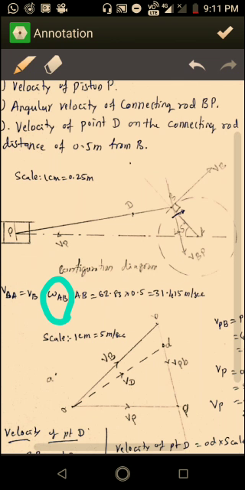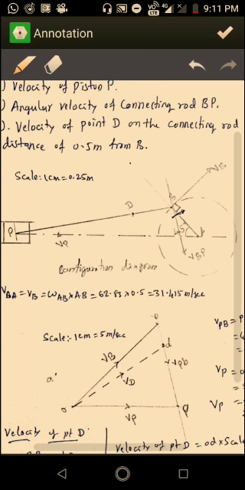N is given, that is 600 rpm. So 2 pi into 600 divided by 60, that is equal to 62.83, into radius AB equal to 0.5 meter. You have to note this. So that will be equal to 31.415 meter per second.